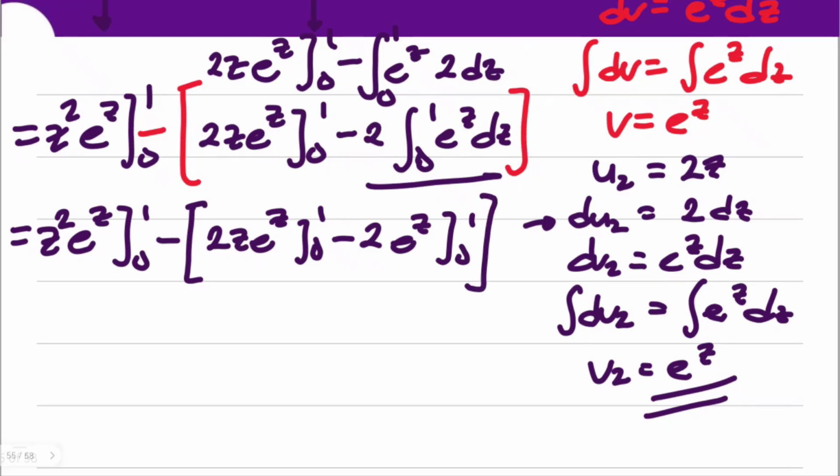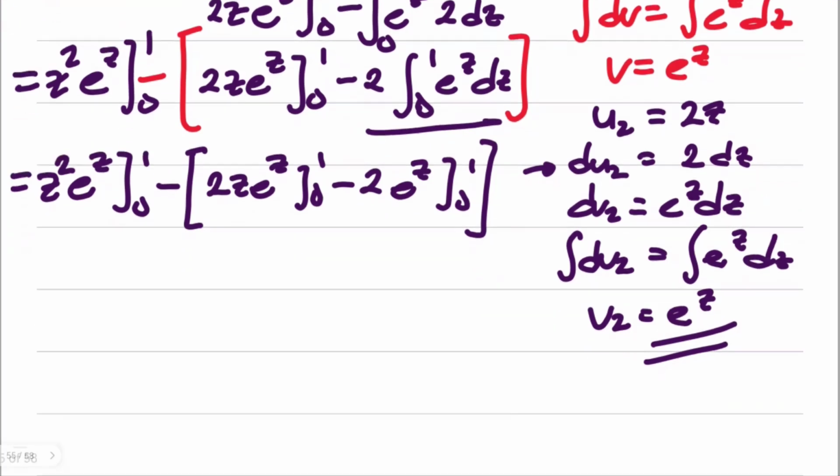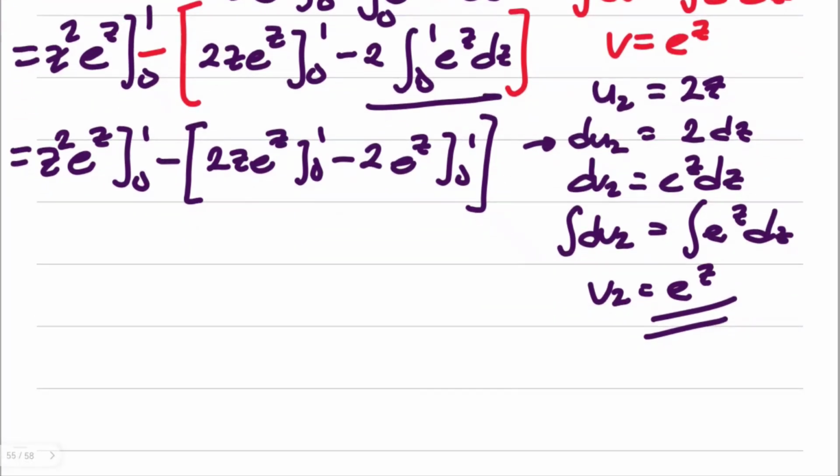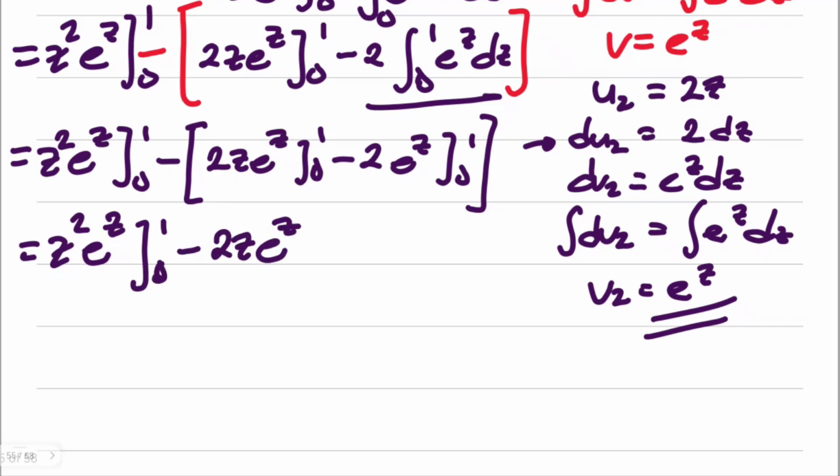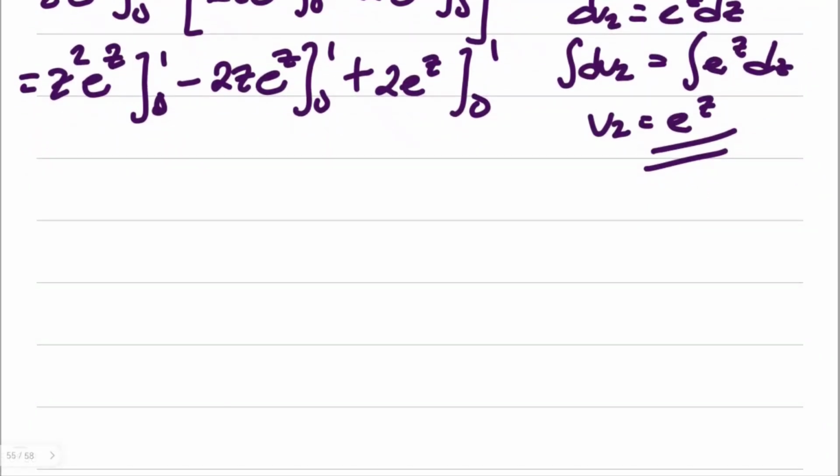Now, before we apply the limits of 0 to 1, let's break these grouping symbols. Z squared e to the z from 0 to 1 minus 2z e to the z from 0 to 1, and because of the grouping symbol, negative times negative, plus 2 e to the z from 0 to 1. That's the reason why we had the grouping symbol.